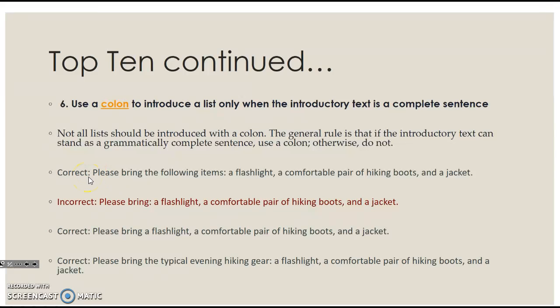Let's look. Correct. Please bring the following items, colon, and then you have a list of those items. "Please bring the following items" is a sentence on its own. It's an independent clause, so it's okay to use the colon here. This is incorrect, the second version. "Please bring," colon. Okay, "please bring," we're expecting something after that. That is not an independent clause, so you would not use colons in this case.